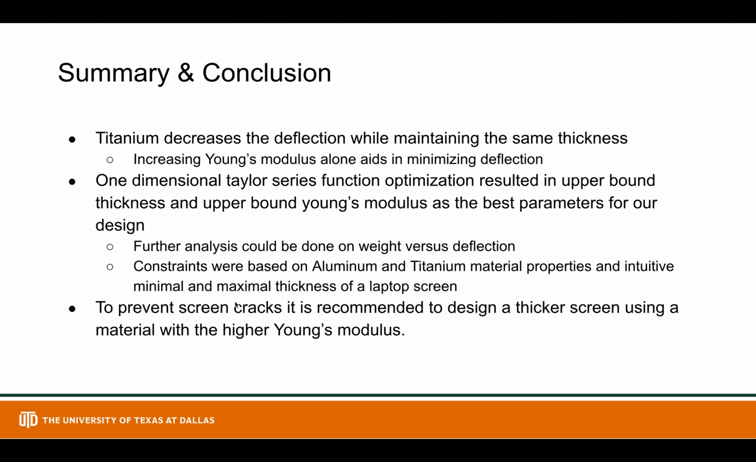And in order to conclude this, we wanted to just say that we recommend to design the laptop screen, obviously within the constraints, but at the upper bounds in terms of thickness, and at the upper bounds in terms of Young's modulus.